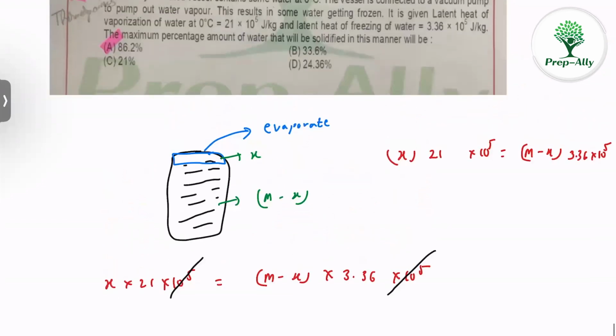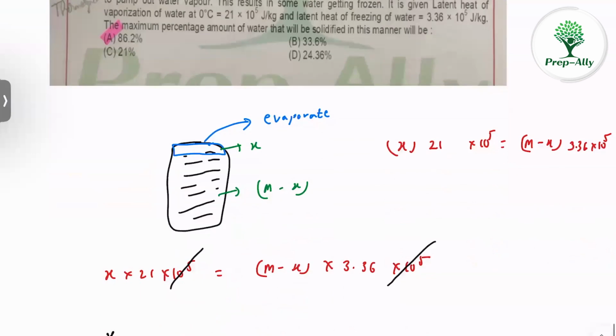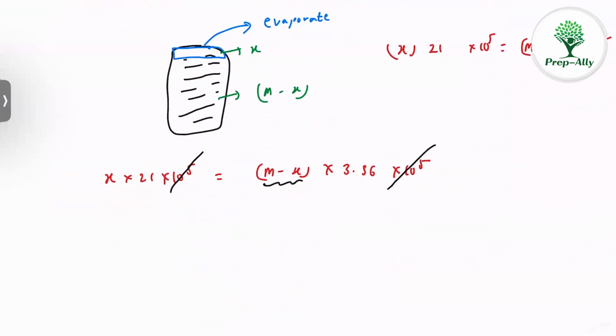So X is something which is evaporated. We need to find out M minus X. Let's call this as Y. This becomes M minus Y. So we get 21 M minus 21 Y.